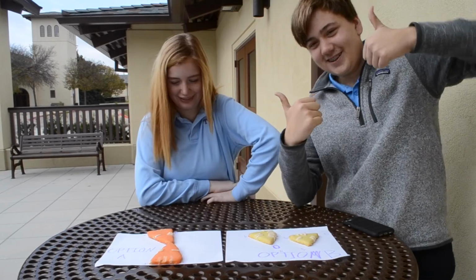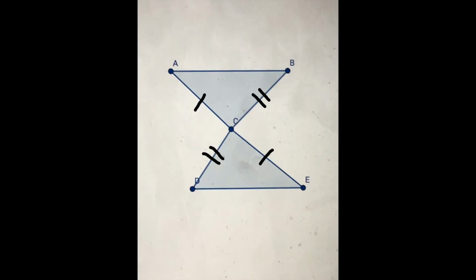Now, I'll explain why. So, DC is congruent to BC, and AC is congruent to EC, which is our given. And so angle ACB is congruent to angle ECD, making that our vertical angle. And in the end, triangle ACB is congruent to triangle ECD, making that side, angle, side.